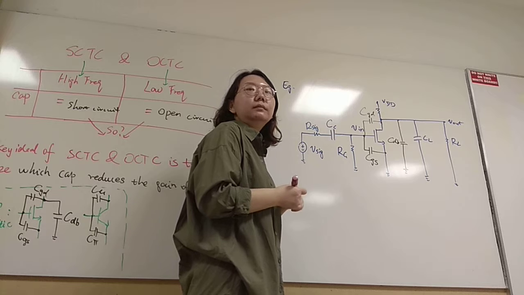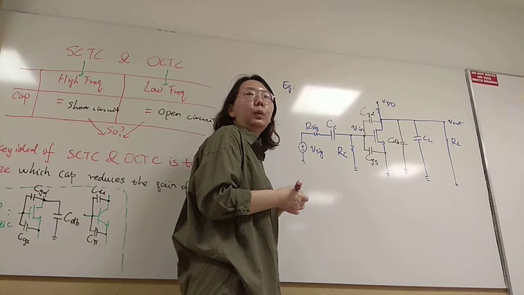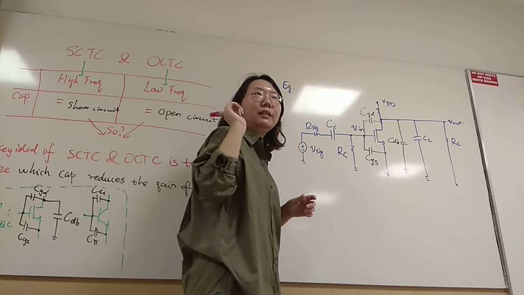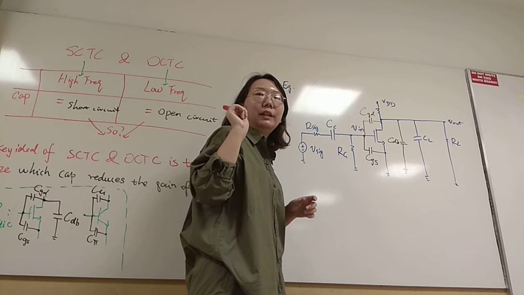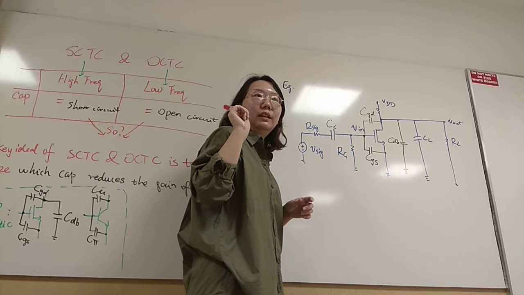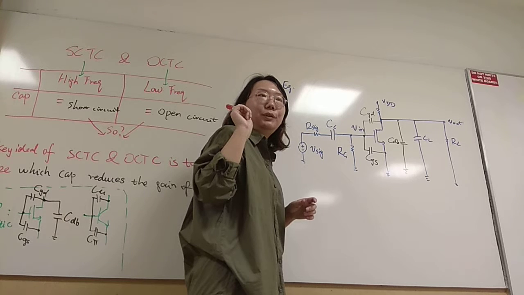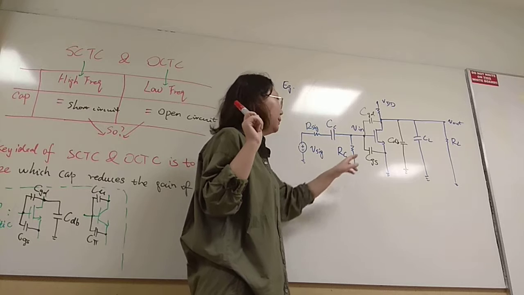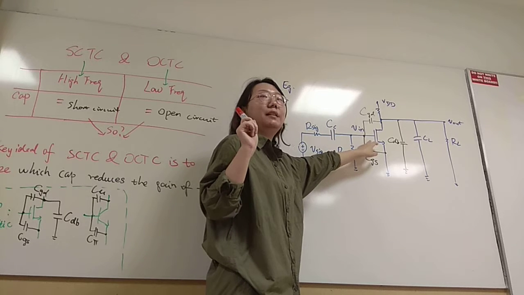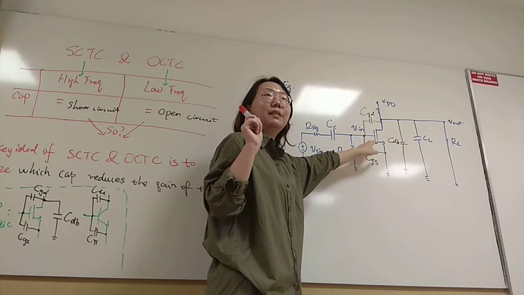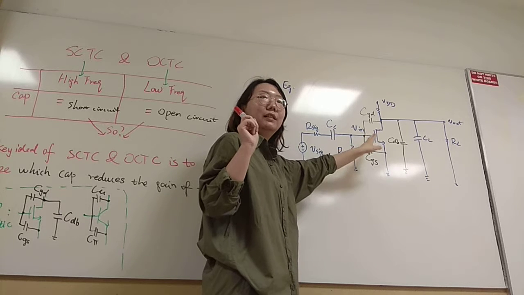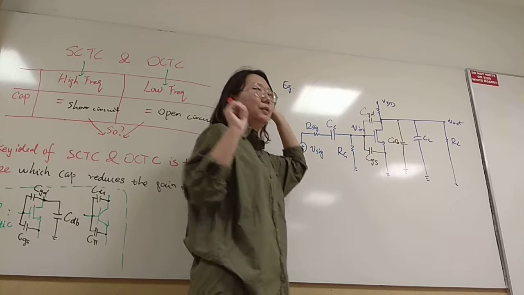Always remember, this method is a shortcut. Shortcut means what? It provides simplicity to your analysis, right? If you need to replace your transistor by its AC equivalent, it is a full circuit analysis. It is not a shortcut. So how to use these two shortcuts?